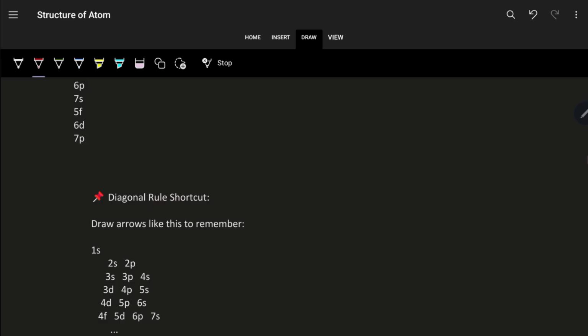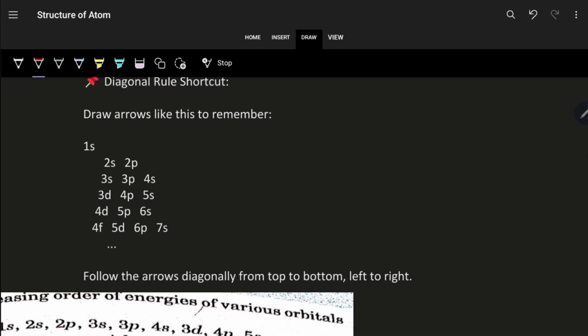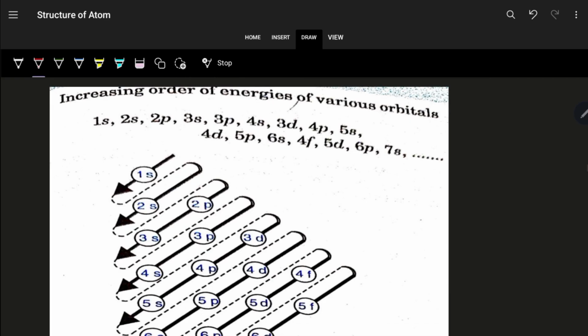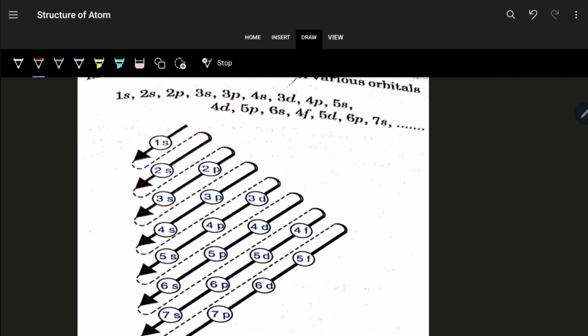Now, here the diagonal rule shortcut is given. How? This is the diagonal rule shortcut. See how it is being done. First 1s, and then it goes to 2s, and then 2p, 3s. This is 3p, 4s. This is just to remember how the order is.